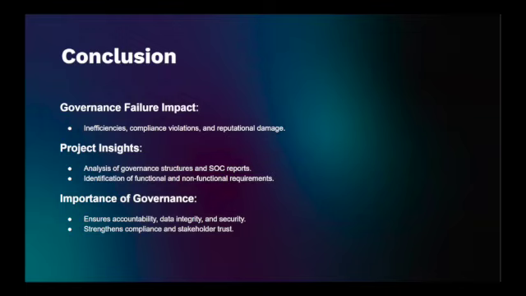Throughout this project, we have analyzed the governance structures and explored the SOC reports. At last, we have identified some functional and non-functional requirements, which helped us to overcome all of the challenges. Next is importance of governance. Governance ensures accountability, data integrity, and security, which helps the organization strengthen compliance and stakeholders' trust. In the end, this project highlights that learning from past mistakes and setting up good governance, as well as SOC reporting systems, can make organizations stronger and lead to success.